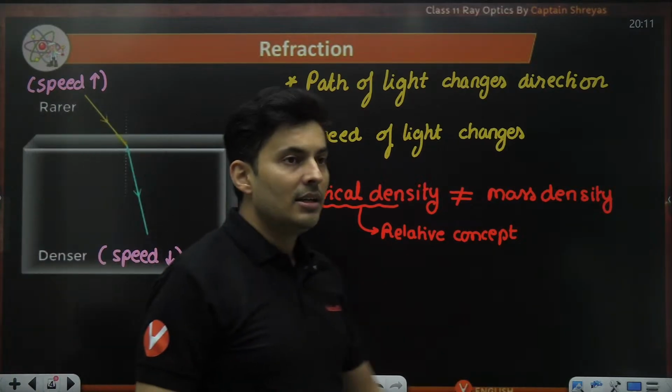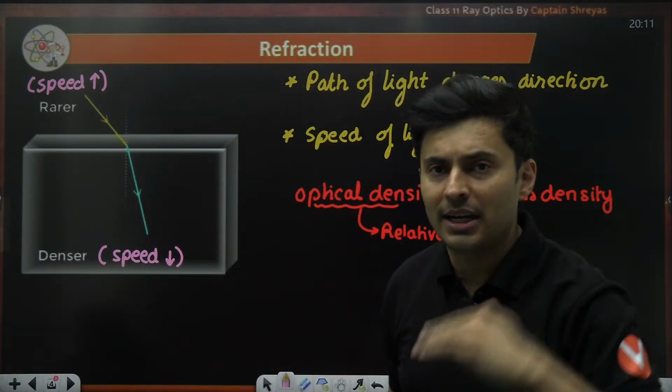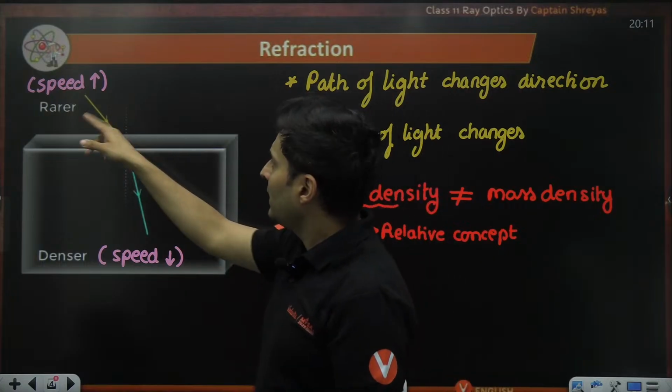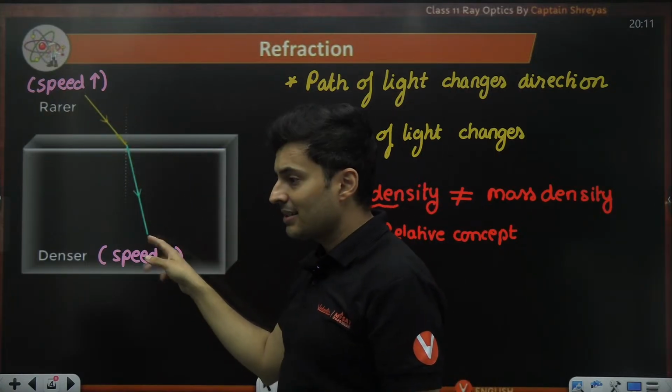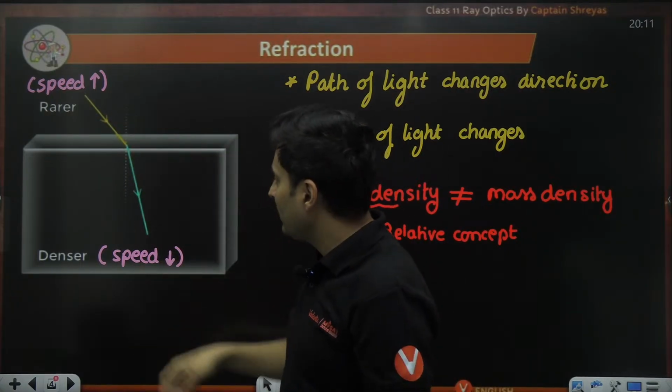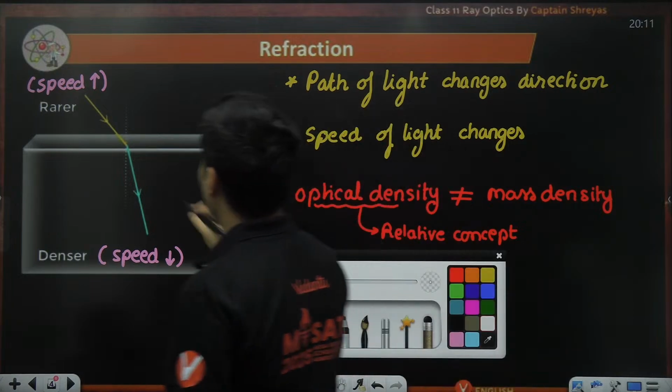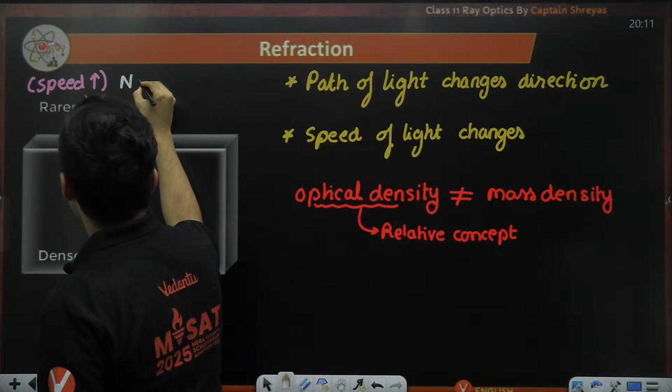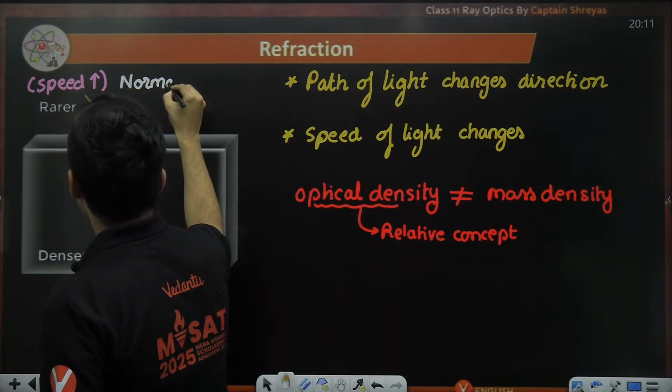Not just that, look at how the light ray bends. When light goes from rare to dense, it will bend towards the normal which is drawn. This is that normal. As you can see, this is the normal which is drawn.